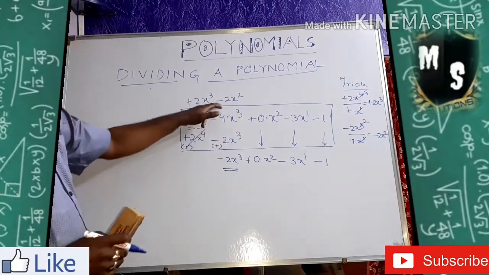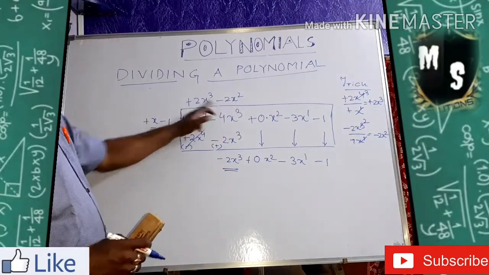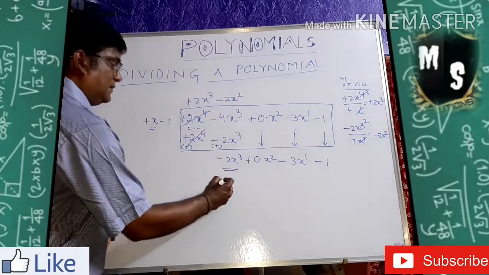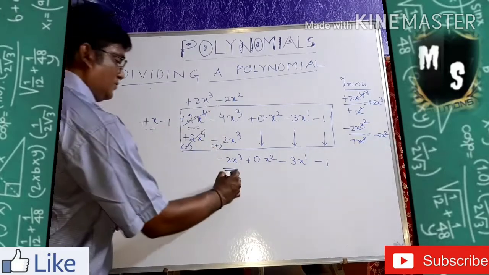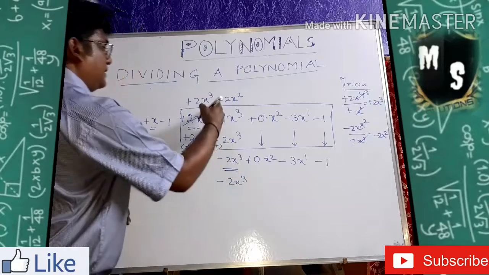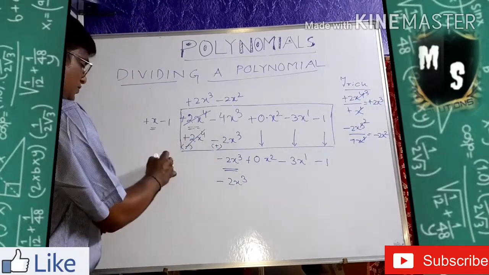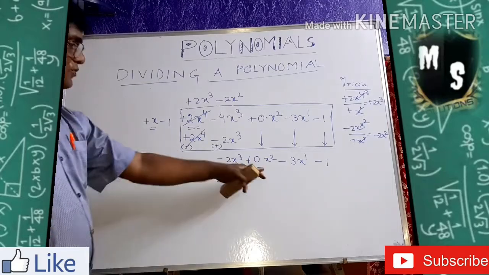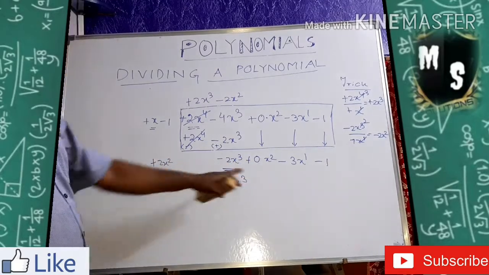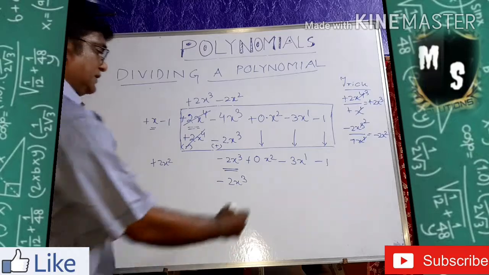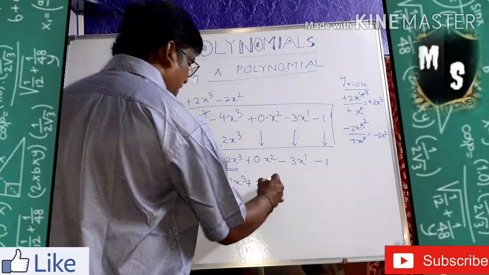Again multiply this with both. Minus into plus, minus 2x square into x, 2x cube, then minus into minus, write it in rough, 2x square into 1, 2x square. Is there any 2x square? Yes, it will go to the x square column. So now it is plus 2x square.